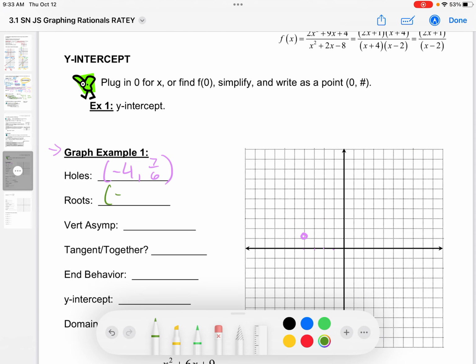So let's go to page 4, and where it says roots, -1/2, 0. So this is going to cross the x-axis at -1/2, halfway between 0 and -1.